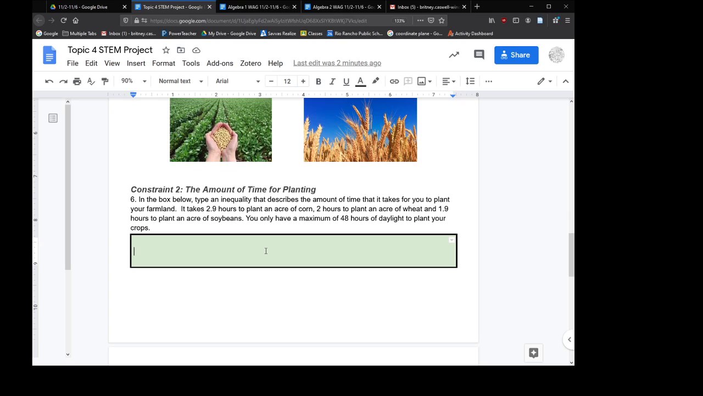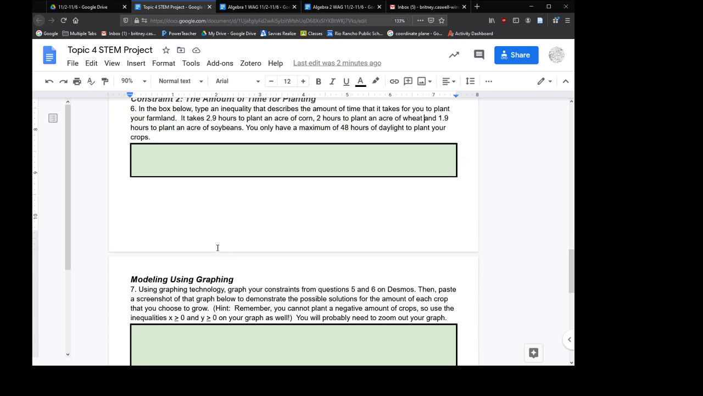Now here on number 6, again you're typing another inequality, but this time you're looking at the amount of time it's going to take for you to plant your farmland. You have a certain maximum, so you need to plant less than or equal to that maximum, and utilize the number of hours here that it takes to plant each one.